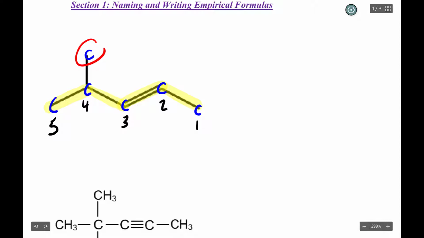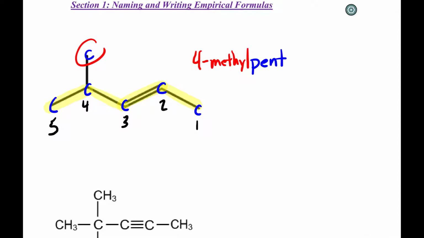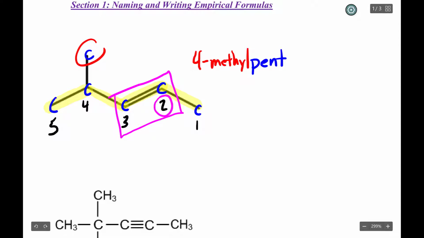So starting with our prefix, which is our branch, this would be 4 methyl. 5 in organic chemistry is pent. And then I have to give the location of the double bond. The double bond is always going to fall on 2 numbers, right? One carbon on one end and 1 carbon on the other. You pick the lower of the 2 numbers. So this would be 4-methylpent-2-ene. This is the location of the double bond. It's the lower of the 2 numbers there.